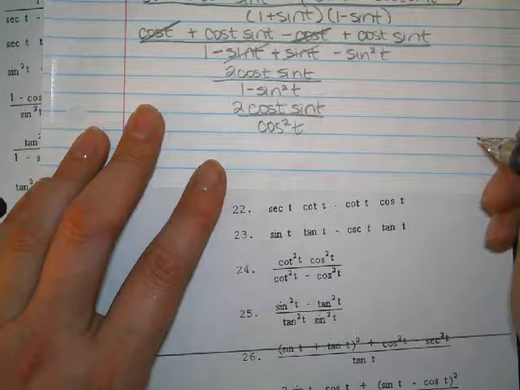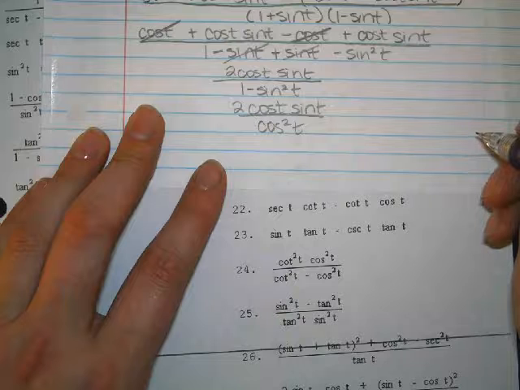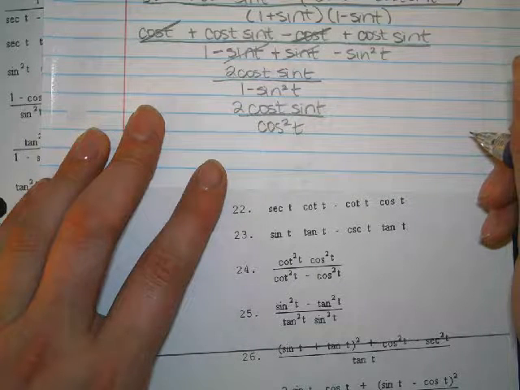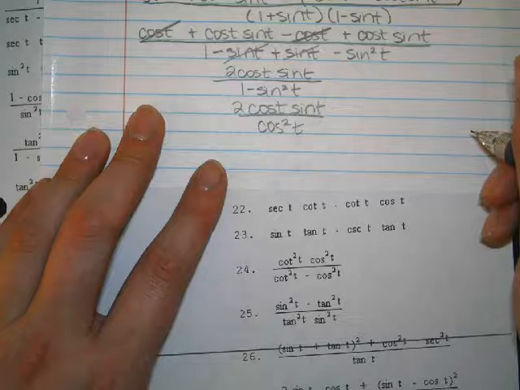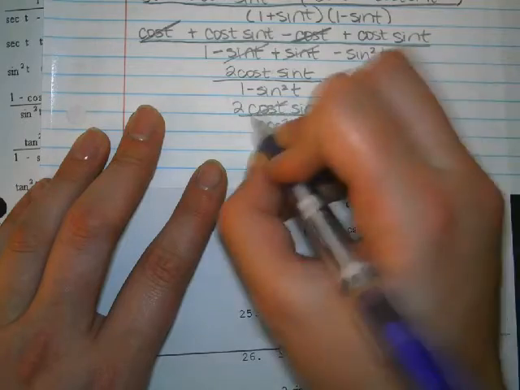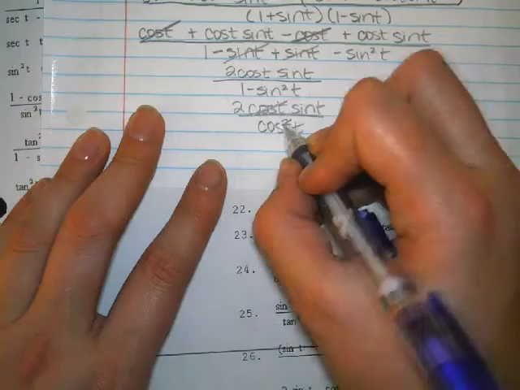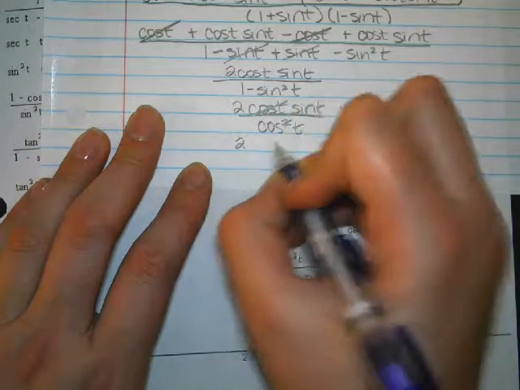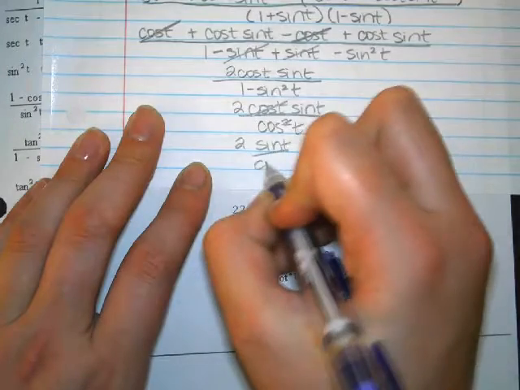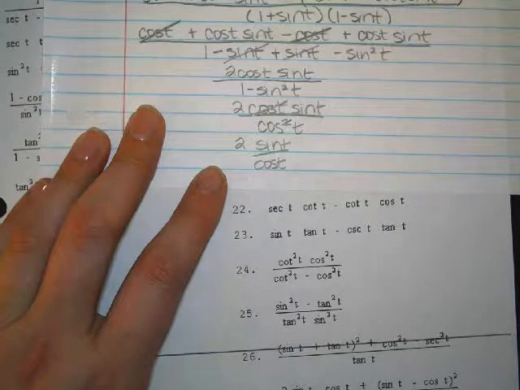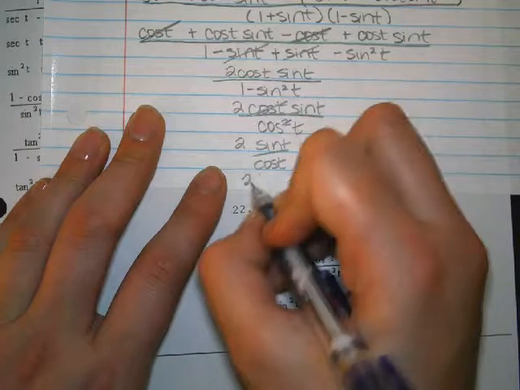Okay, we've got algebra to do. We're not done. You have a cos on the top, and you have a cos times cos on the bottom. So 1 cos on the top can cancel with 1 cos on the bottom. Can I have 2 sine t over cos t? And sine t over cos t is tan. It's 2 tan t, and we're done.